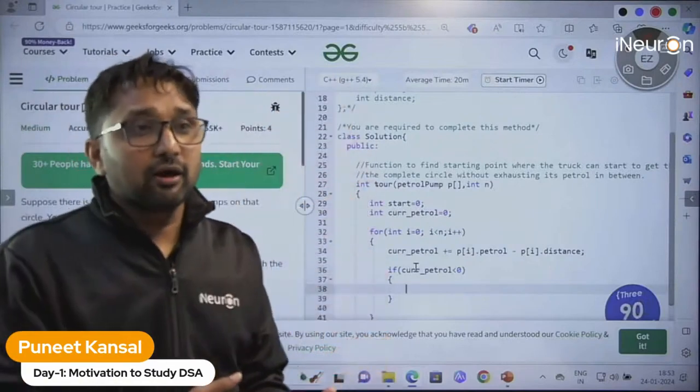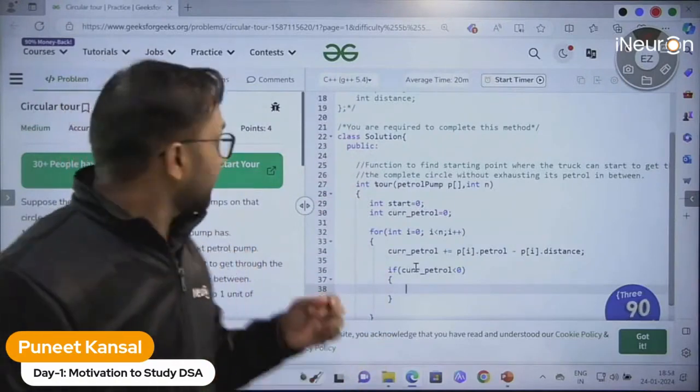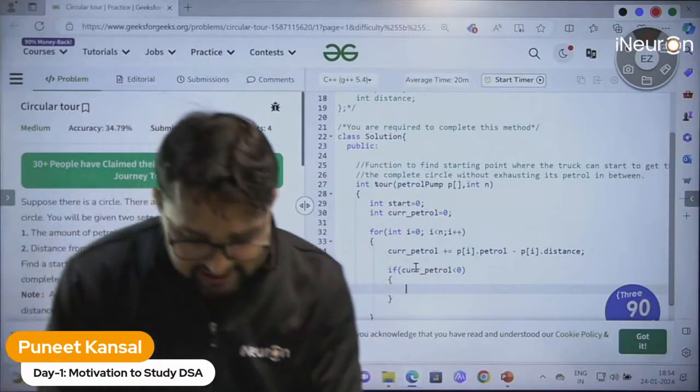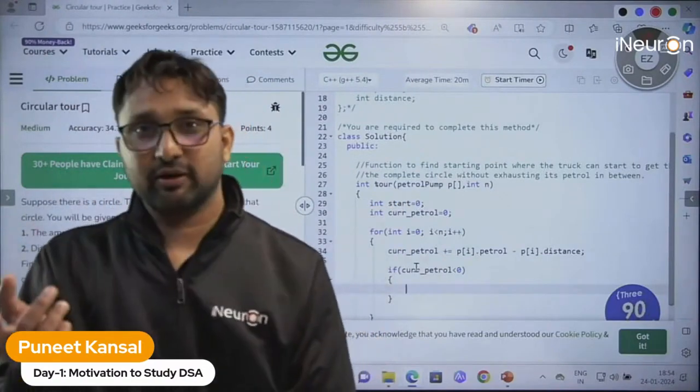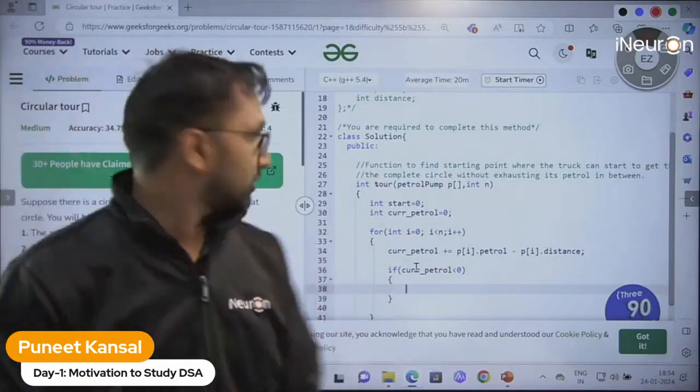Okay, and I can say that I need to reset my start. Earlier my start was 0, now I will reset my start to i plus 1, the next station after crossing the bridge. Okay, i plus 1.